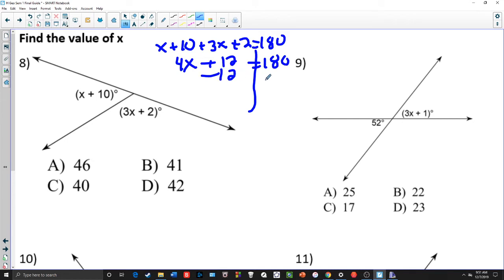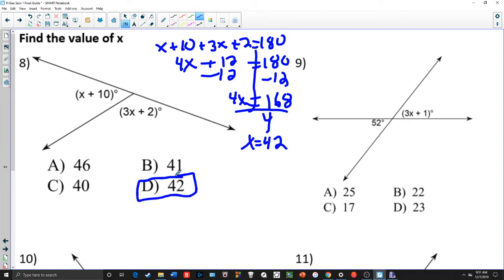Subtract 12 from both sides. We get 4x is equal to, if we take a moment here, 180 minus 12 is going to get me 168. And then we divide by 4, and we get x is equal to 42, which is this right here.